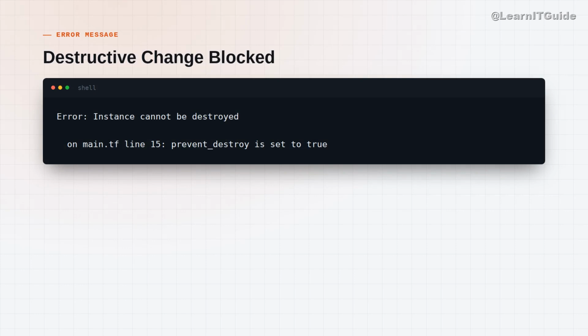It is exactly what you want to see. It stops the automated process cold. Instead of losing data, you are now forced to examine the configuration. If you truly need to delete the resource, you must comment out the lifecycle block, run a plan, verify the destruction, and only then proceed. This serves as a vital human in the loop mechanism for your infrastructure.